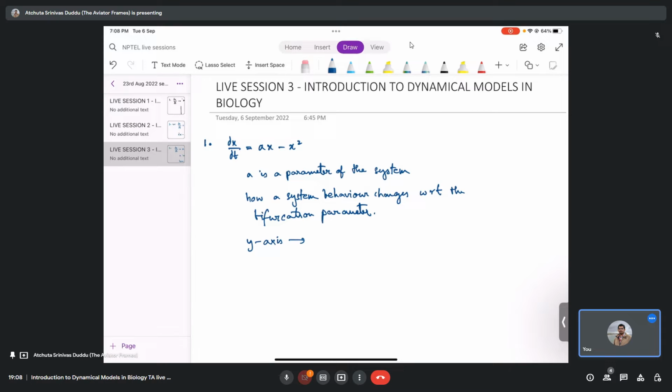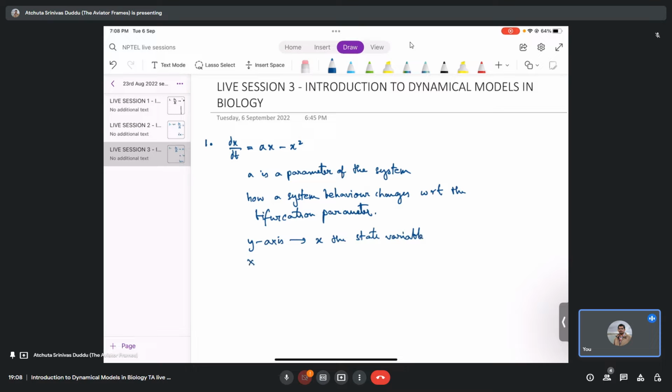In that case, it could be either x or y, and both could vary differently with respect to a particular bifurcation parameter. In our case, since it's only a one variable system, the y-axis, which represents the system, is x, the state variable, and the x-axis would be our bifurcation parameter. There is only one parameter for the system, which is a. There could be multiple, but in our case it's only a. So a is on the x-axis and x is on the y-axis. That's the first question.